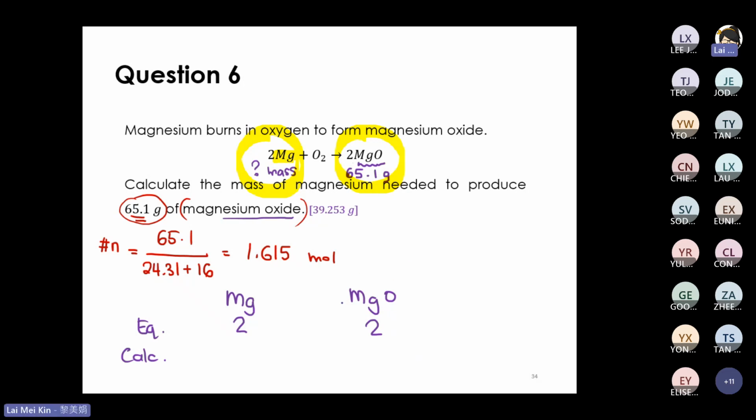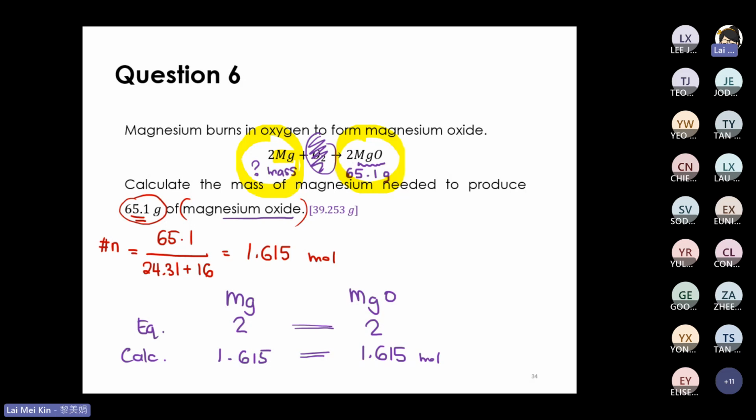So what about in the calculation? What is the number of mole of magnesium oxide that you have? 1.615 mole. All right. So if you have 1.615 mole, how many mole of magnesium do you have? Also 1.615. How do you know? Because they are the same ratio. So if I have the same number of mole, 1.615, magnesium will also have 1.615. Do you need to care about oxygen? No, it's not in the question.